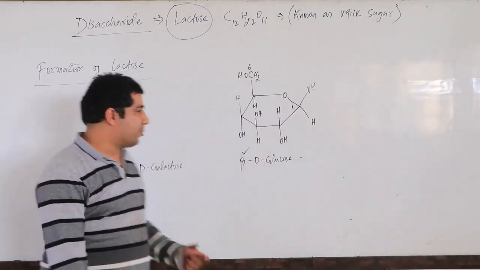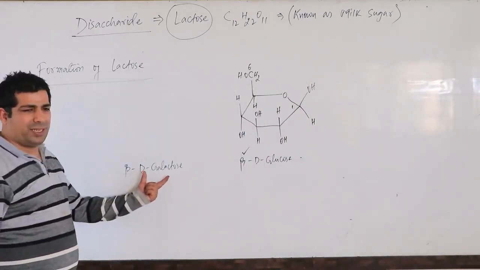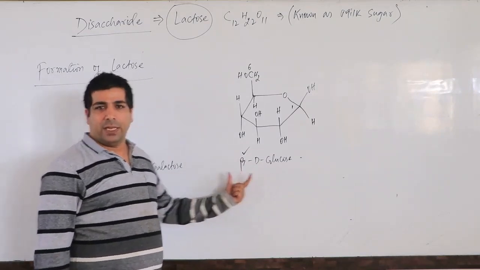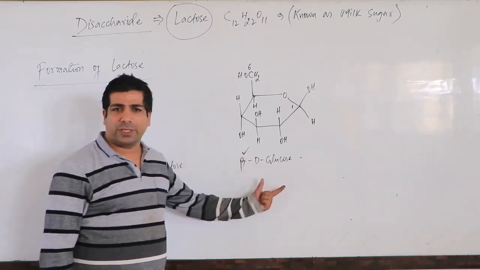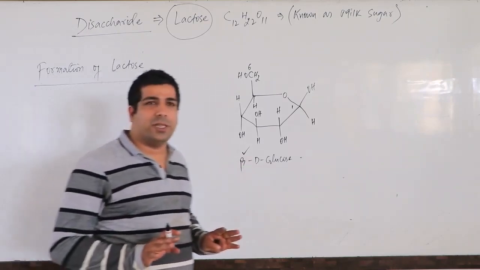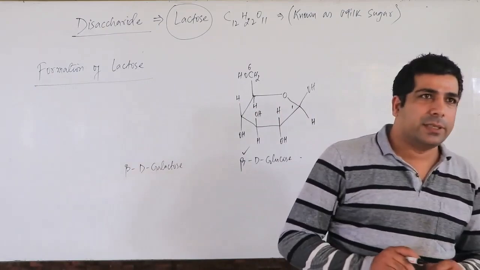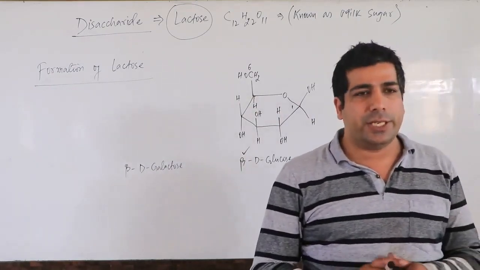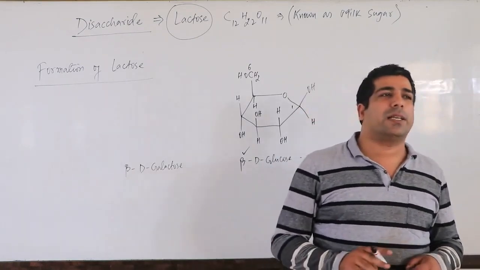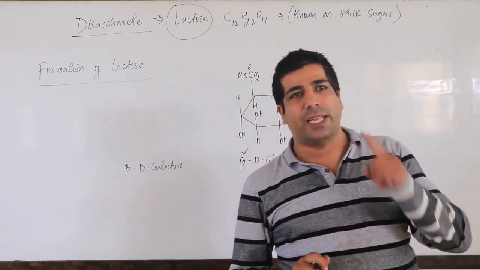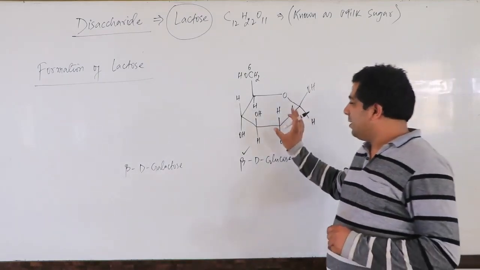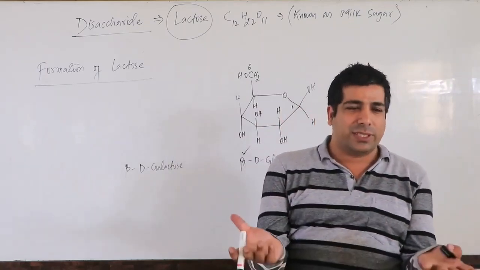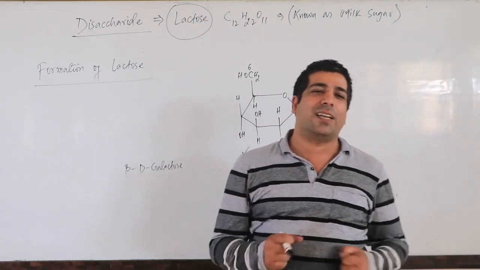So let us draw the structure of galactose. The structure of galactose is similar to that of glucose. Galactose and glucose structures are the same. There's no difference at all. But there is a change in position of the OH group. There's a change in position of the OH group at carbon number 4. Remember that thing. Exactly, the structures of glucose and galactose are almost the same. But there is one difference at carbon number 4.